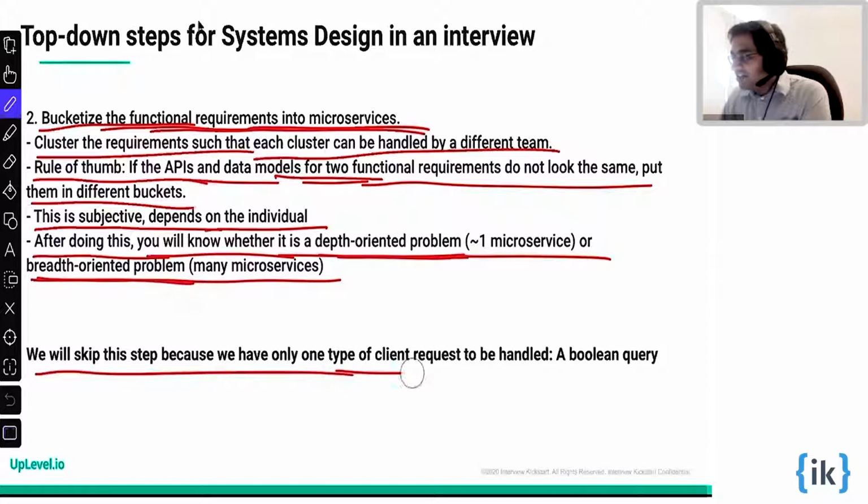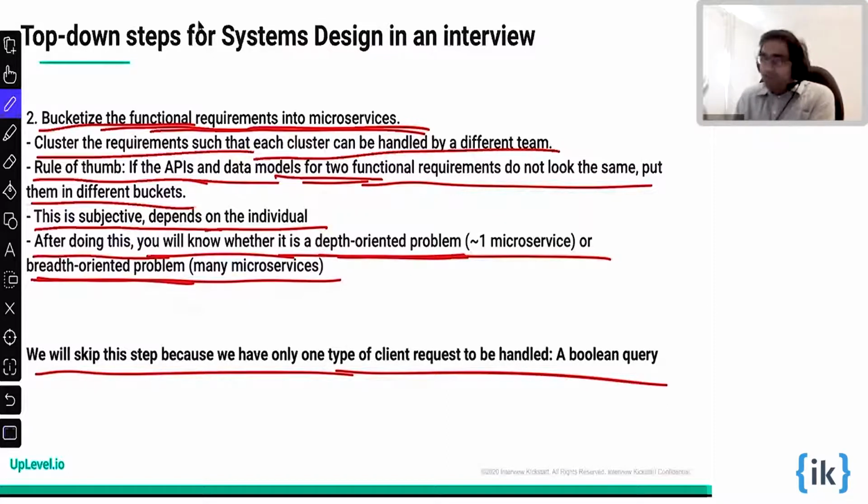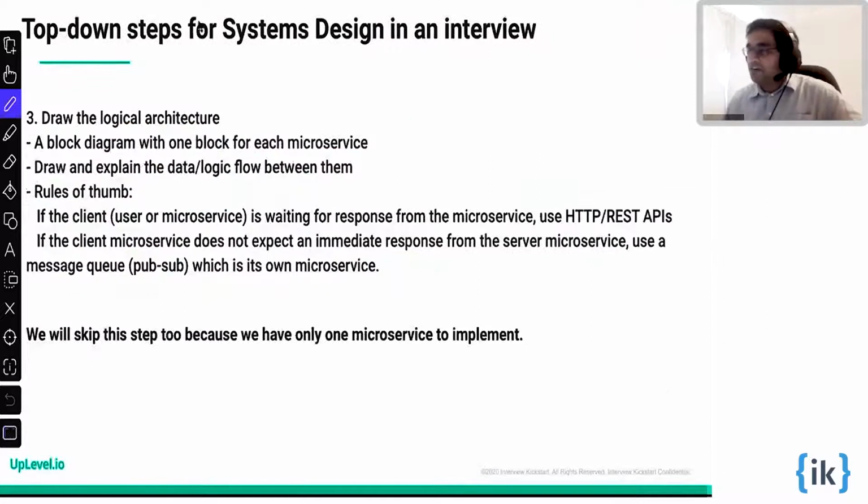In our case, we are going to skip this step because, well, we're not exactly skipping. We just said that we have a single functional requirement. So there is only one type of request. And so we will pretend that we have only a single microservice to implement, and we are going to go deep into this problem. If it was a breadth oriented problem where we have to implement login and reviews and all those things, or payment processing and so on, then we would have a bunch of microservices and we would have to divide up the time in the systems design interview across all of them. So budgeting of time would become a lot more important there.